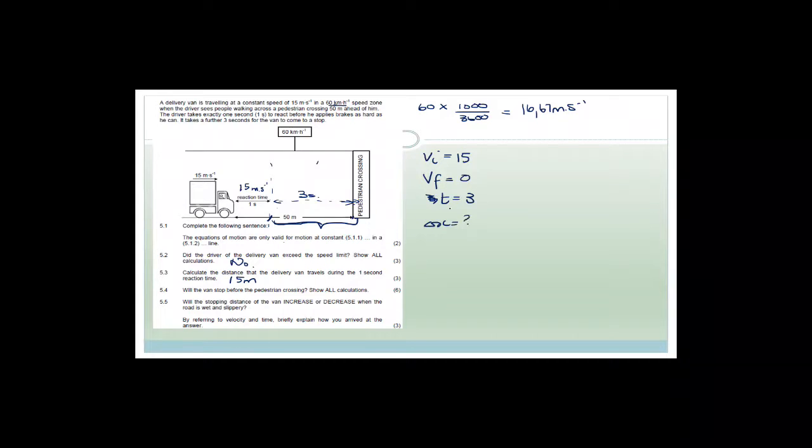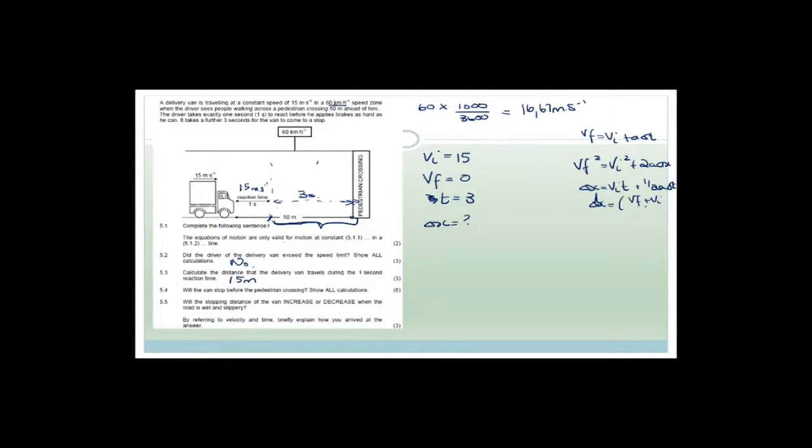That's what we want. So if we look at our equations of motion, we've got Vf is equal to Vi plus A delta T. Vf squared is equal to Vi squared plus 2A delta X. Delta X is equal to Vi delta T plus a half A delta T squared. And delta X is equal to Vf plus Vi over 2 times delta T. So I think we will use this last one. So delta x is equal to Vf, which is 0, plus 15, over 2, times 3. So 15 divided by 2 times 3 is going to be 45 over 2, which is 22.5 meters.